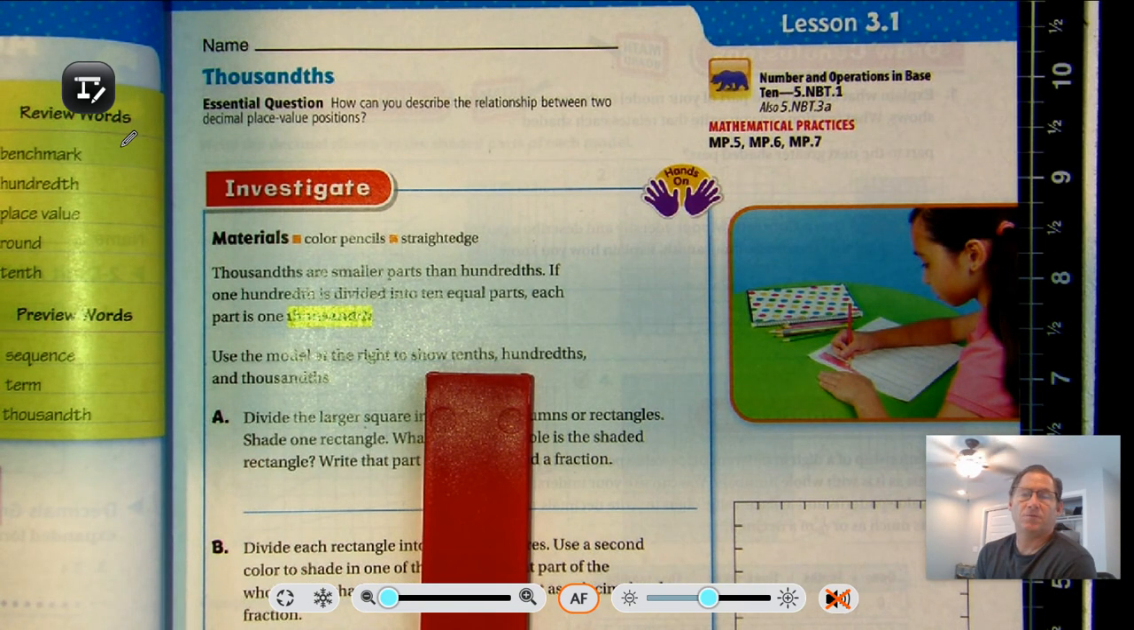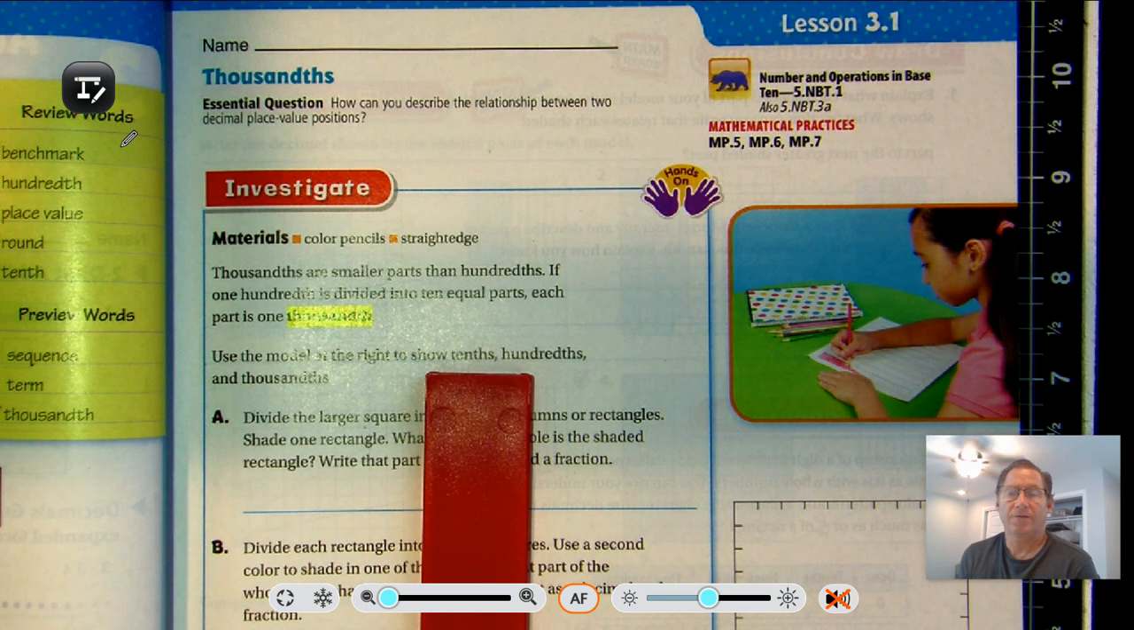Hello, everybody. In this lesson, we're going to begin our study of decimals, and we're going to start with lesson 3.1. And our topic today is thousandths. Basically, the question is how can you describe the relationship between two decimal place value positions? Over the last 2 years, you've learned tenths and hundredths. So, in fifth grade, we're going to add to that and expand to the thousandths.